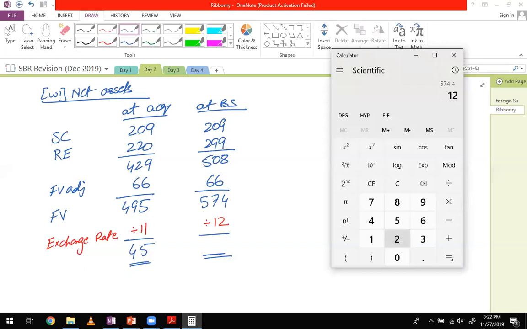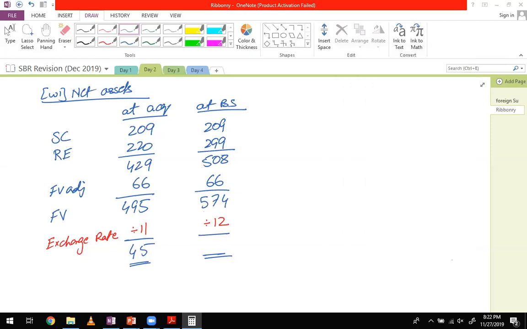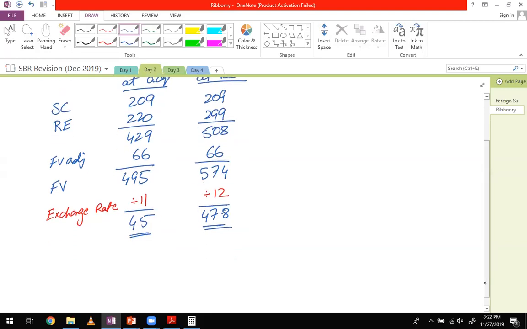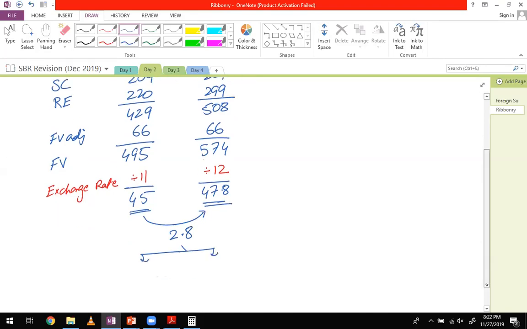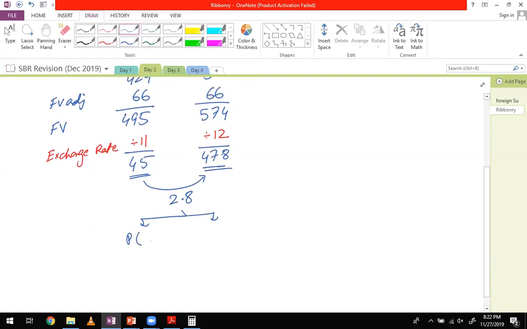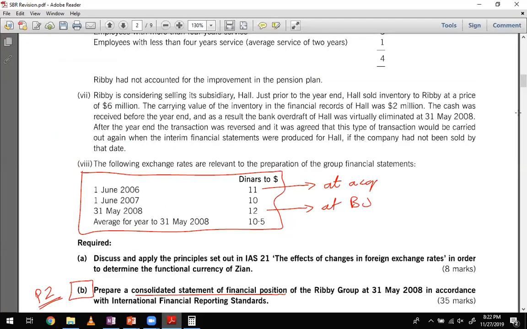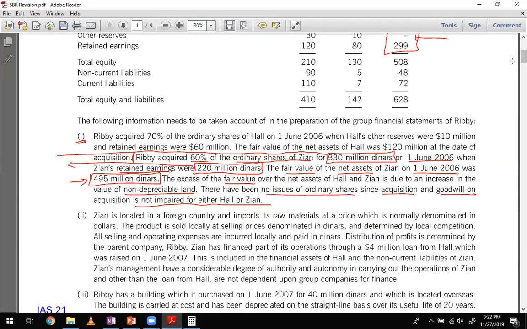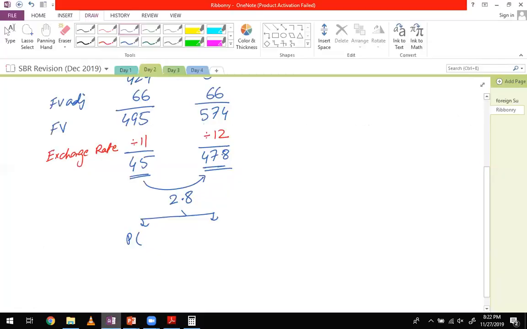So 574 divided by 12 is going to give us a value of 47.8, we can say. So I'm taking it to one decimal place. This means the net assets have increased by $2.8 million, in which 60% belongs to the parent. Let me check the percentage as well. Yes, 60% belongs to the parent. And remaining 40% belongs to the NCI.